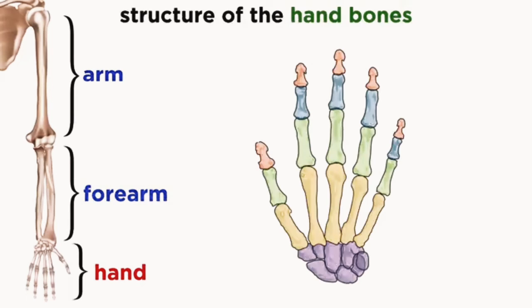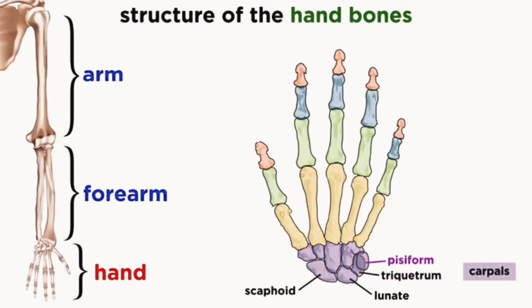From there we see the hand, which has many separate bones. The carpus, or wrist, is made of 8 short bones called carpals. These are the scaphoid, lunate, triquetrum, pisiform, and then the trapezium, trapezoid, capitate, and hamate.